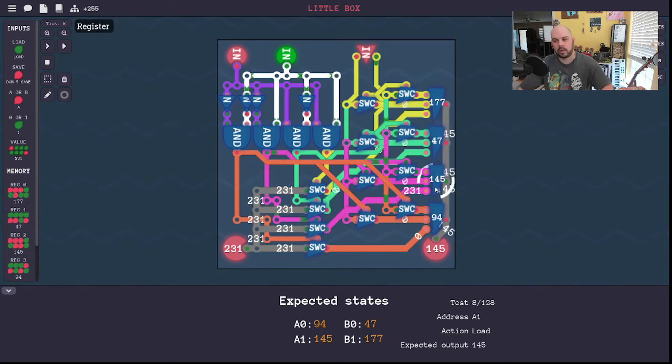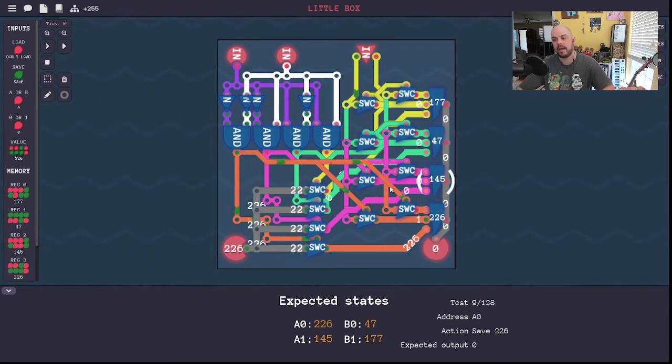But we don't have our load or our save turned on. So none of the saves are turned on. So this bit of 231, which is actually coming here to A1's register, doesn't matter because we're not being told to save that information because our save line is turned off. So we're just going to load what's currently stored in there out.